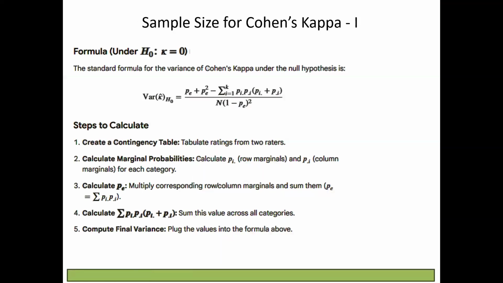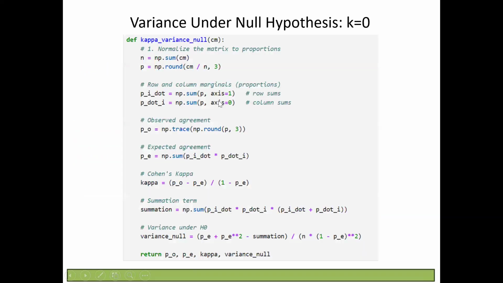This is the formula for variance of kappa when we assume that kappa is 0. So this is the variance of kappa for the null hypothesis. This depends only on the marginals. So this is the Python code for variance of kappa under the null value of kappa equal to 0.